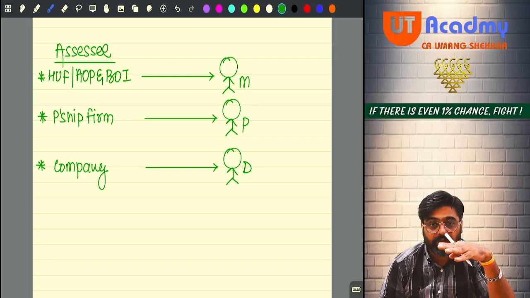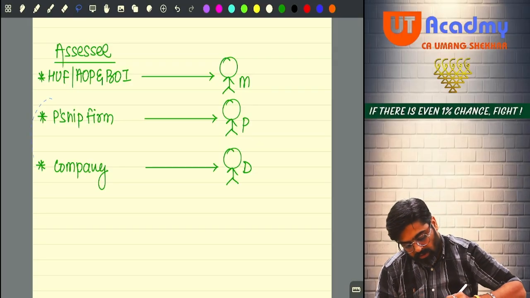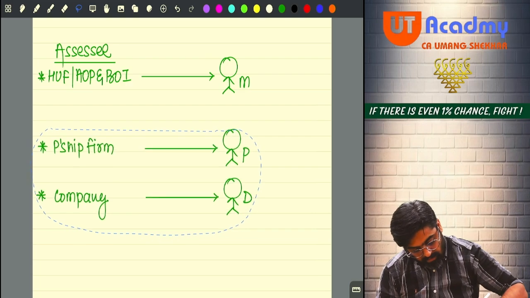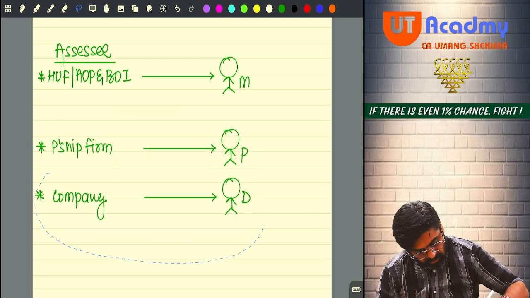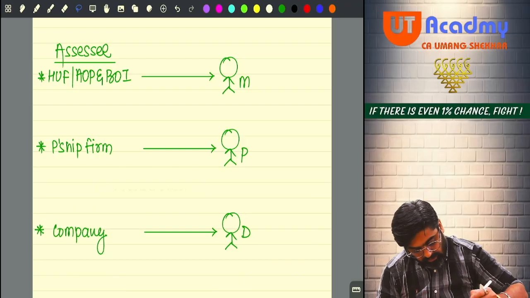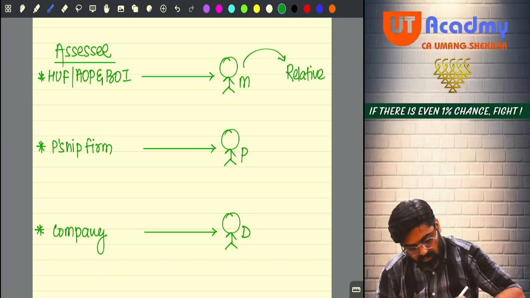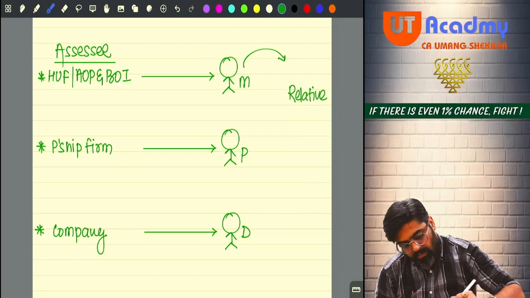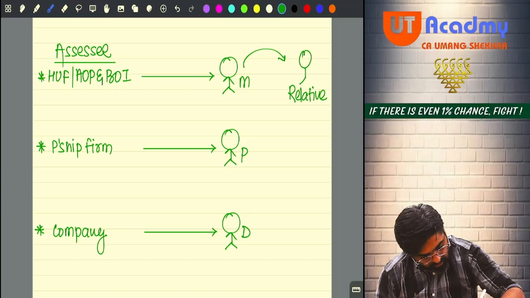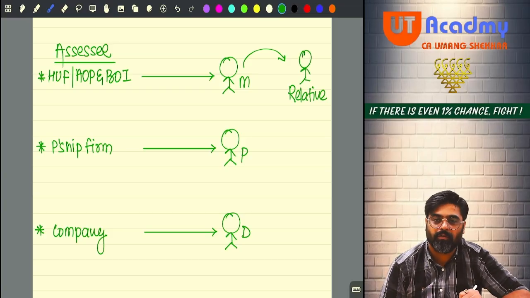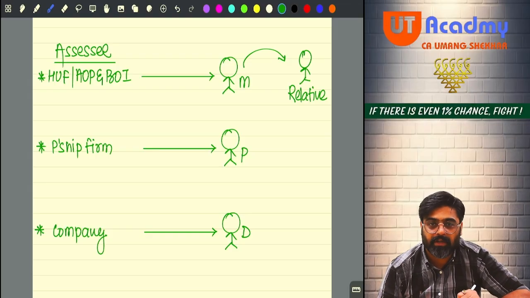Wait. Not just to these people, but the payment can be made to any relative. What did I say? Any relative of the member. Relative means who? Come on, tell me. Who is the relative over here? So for this member, who will be the relative? Spouse, brother, sister, or lineal ascendant, lineal descendant of that member.